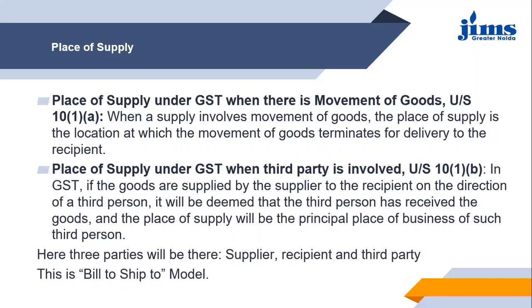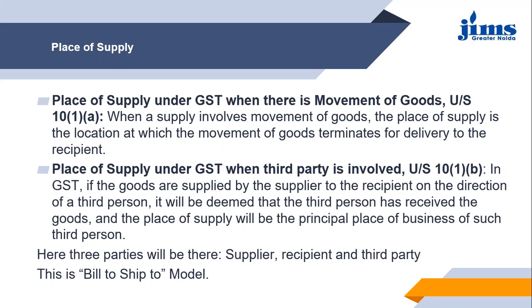Bill to ship to. Okay, so in the normal situation when we talk about GST, there are usually two parties involved. One is the supplier, the other is the recipient. But in this situation, the person who is receiving the goods is not the authorized person, or you can say is not the person on whose instructions the goods have been moved.